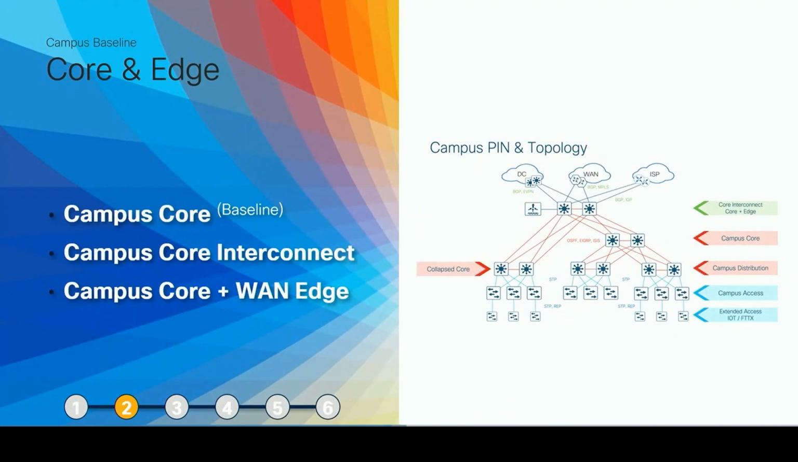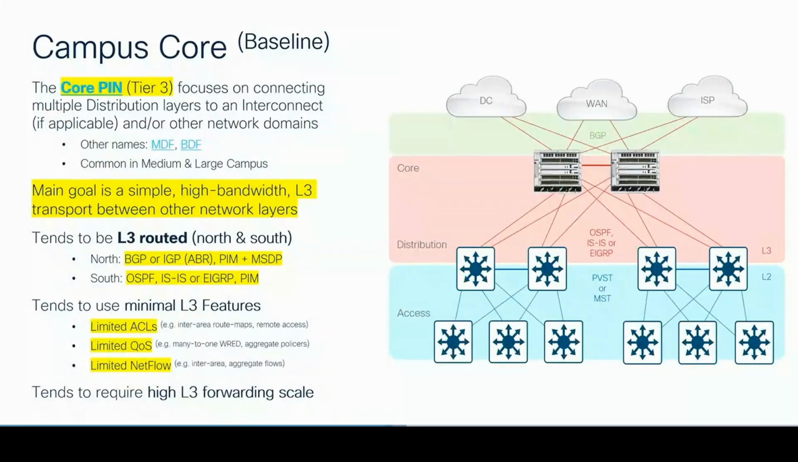So campus core. Now I'll start off, each one says baseline, as in like the generic campus, okay? And then I'm gonna talk about variations. Again, the thing I'm trying to like really drive home for you guys is fundamentals first, variations second. So the core is the third tier, the top of the pyramid. And in its traditional role, it's just layer 3 routing. It is a basic interconnect.